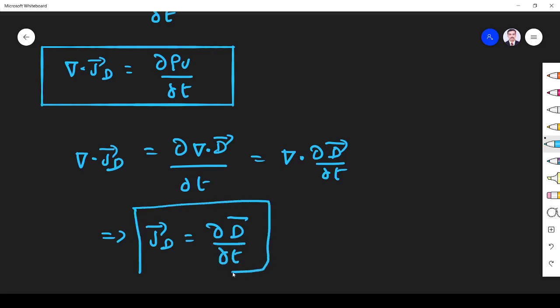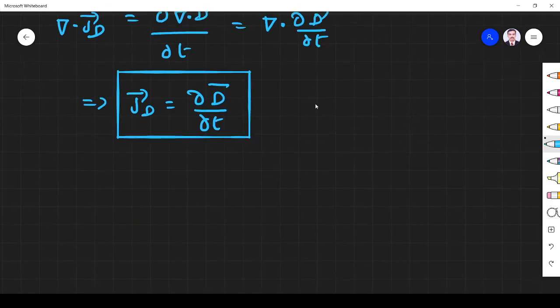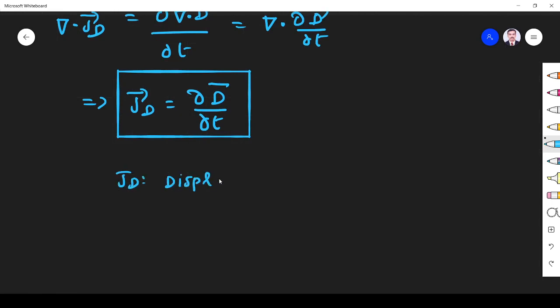This is the term he added, right? This is what is displacement current. JD is known as displacement current density. This is the biggest contribution of Maxwell to the world, right? This contribution leads to the understanding of wave propagation in free space. So Maxwell added the term JD, which is nothing but displacement current density.